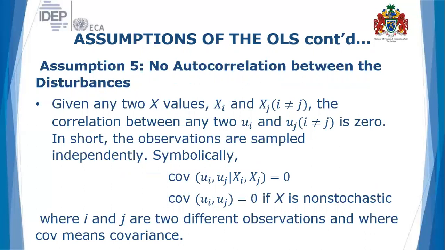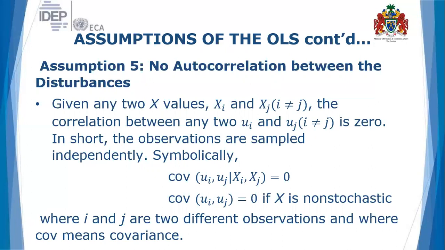Assumption number 5, no autocorrelation between the disturbances. So given any 2 x values, xi and xj, where i is not equal to j, the correlation between any 2 error terms, ui and uj, where i is not equal to j, is 0. In other words, there is no correlation. In short, the observations are sampled independently.